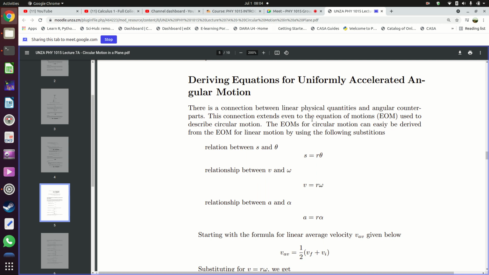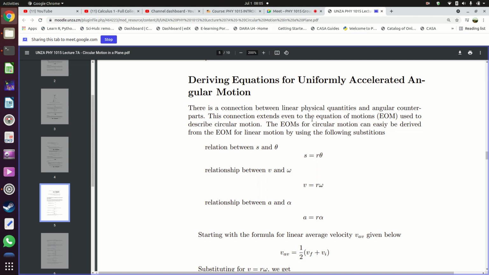Apart from that, we also came up with certain equations of motions which we have been using. The first one was acceleration a = (v - u)/t. The second one was v = u + at. The third one was, I think, s, which is a displacement, is equal to ut + ½at². Then we came up with s = ½(u + v)t. Then eventually there was v² = u² + 2as.